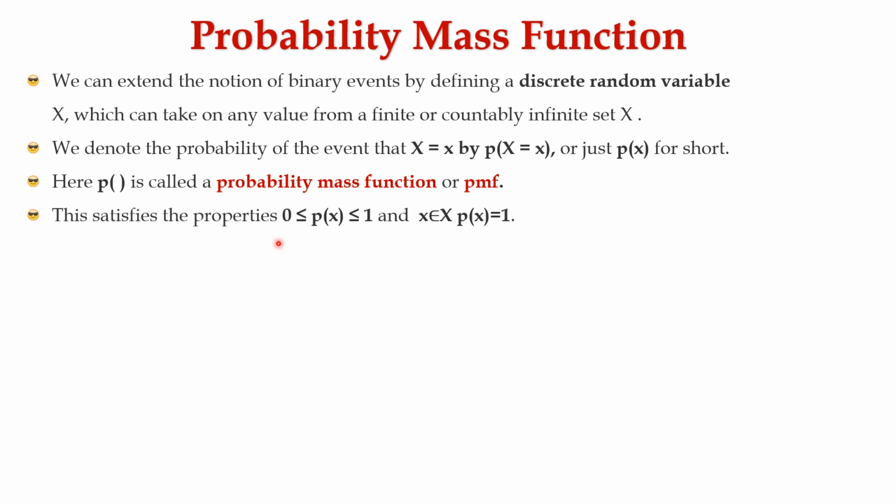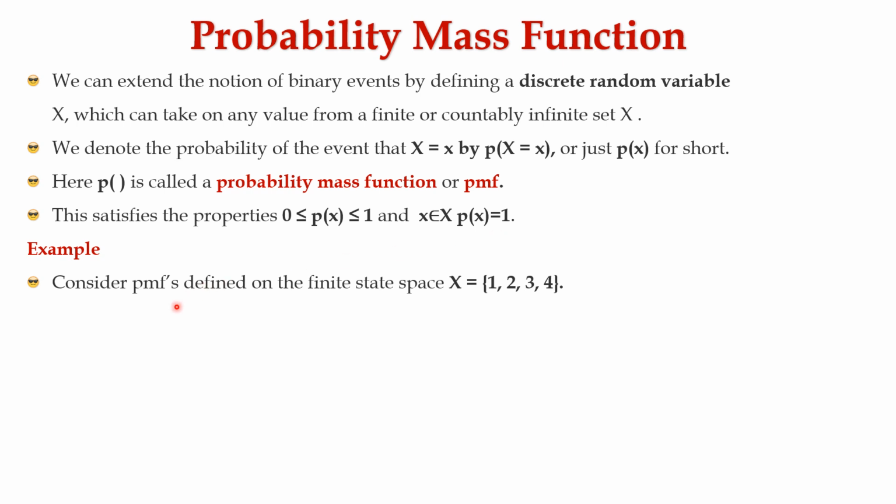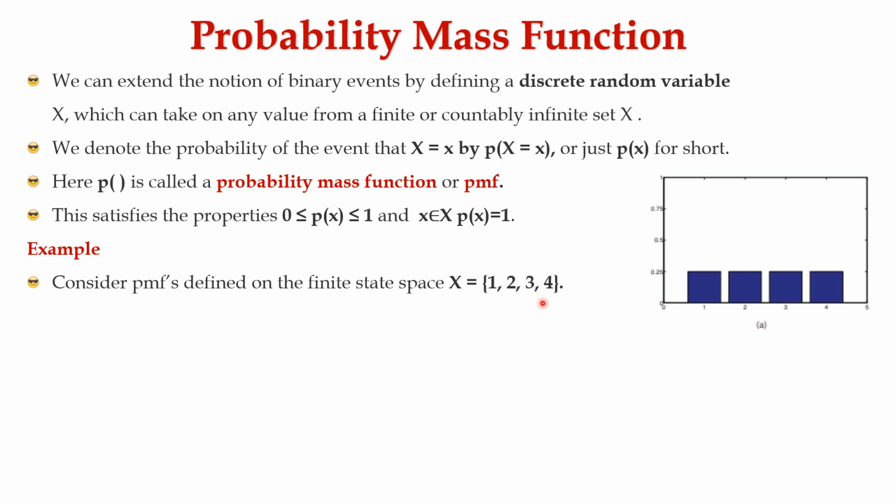This satisfies the property 0 less than or equal to P of x less than or equal to 1 and the sum of P of x over small x belonging to capital X is equal to 1. Let's have an example here by considering the PMF defined on the finite state space X, where the values of X are 1, 2, 3, and 4.